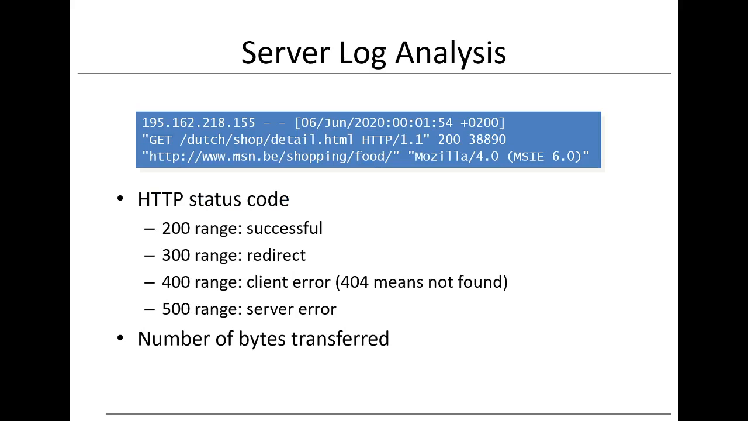Next, we have the HTTP status code, which is in our case 200. The 200 range represents a successful request, the 300 range a redirect, the 400 range a client error such as 404, which means page not found, and the 500 range a server error. Finding and correcting the 404 error requests in the web server log is very important, as visitors quickly get annoyed if they don't find the information they are looking for. The number of bytes transferred is also included.